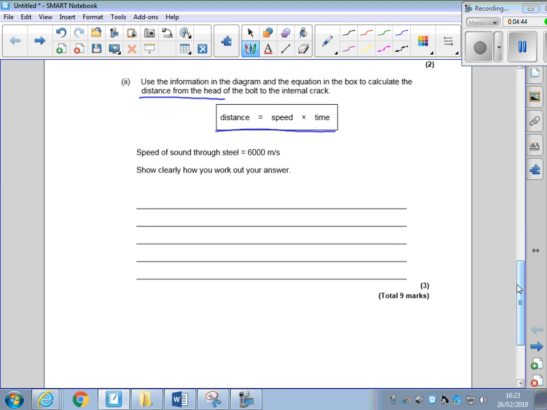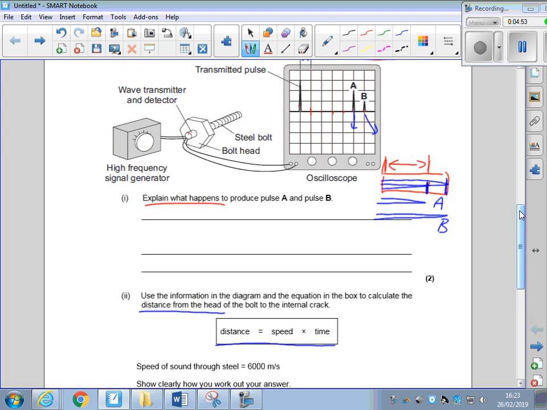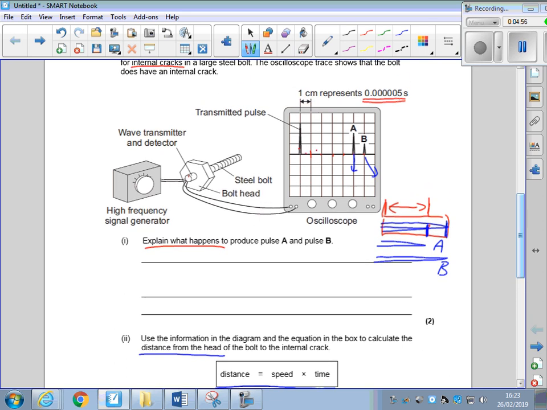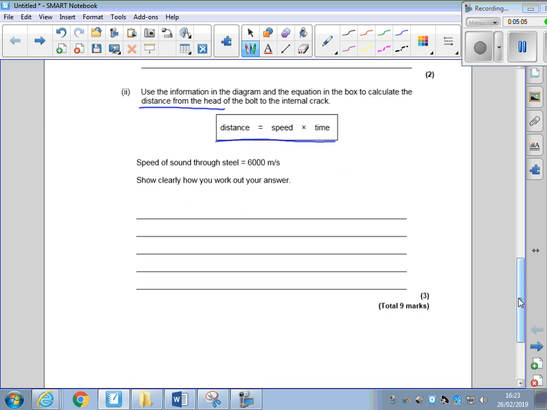So quite tricky. We're going to first work out the time it's taken. At least we can just count that off on the oscilloscope: 1, 2, 3, 4, 5 squares, or 5 centimeters, and each centimeter is this tiny little number here. So we can say that the total time is 5 times 0.0000005 seconds. And that comes to 0.0000025 seconds. There we go. So that's the total time.